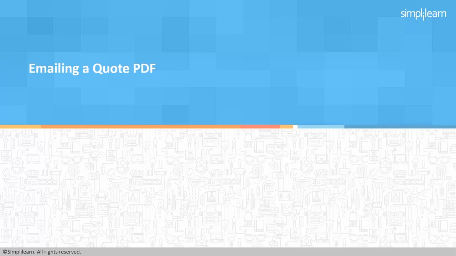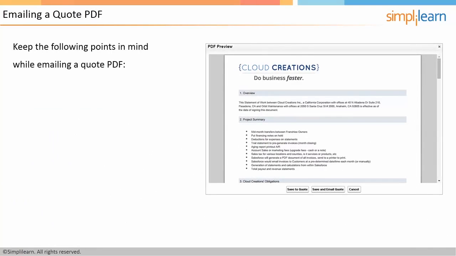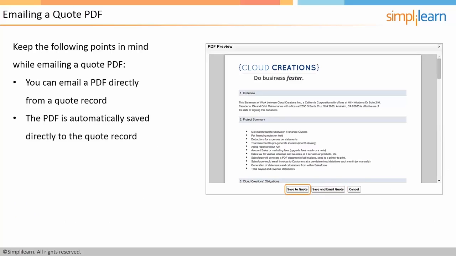So the next thing we're going to talk about here is emailing a quote PDF. There's a few points to keep in mind when emailing a quote directly from Salesforce. You can email it directly, but you need to make sure that the contact that you want to send it to is a contact in the system. And when you do that, the PDF is automatically saved directly to the quote record. So pretty simple, but the only catch is you need to make sure that your recipient is actually a contact in Salesforce.